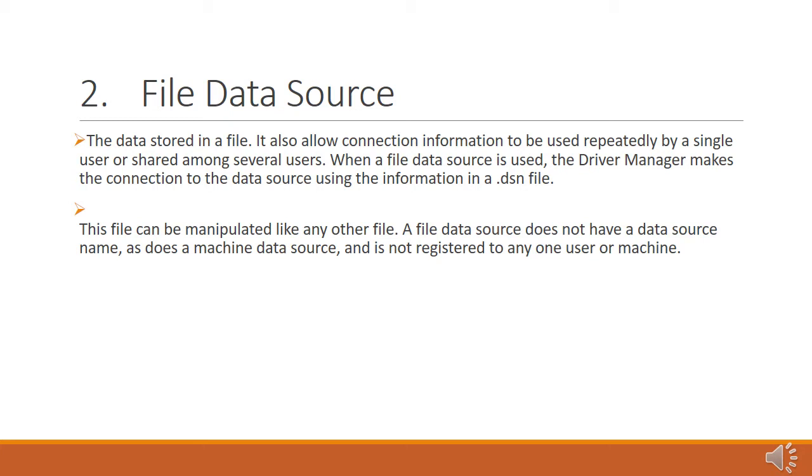Data stored in a file. It also allows connection information to be used repeatedly by a single user or shared among several users. When a file data source is used, the driver manager makes the connection to the data source using the information in the .dsn file. This file can be manipulated like other files. A file data source does not have a data source name, as does a machine data source.